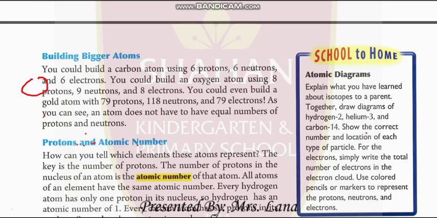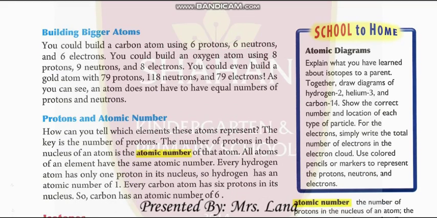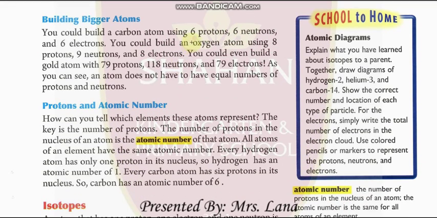This is simple. Now, if we are coming to building bigger atoms, you could build a carbon atom using 6 protons, 6 neutrons, and 6 electrons. Because in the simple atom we built, it's about 2 protons, 2 neutrons, and 2 electrons. But if we are going to build bigger atoms, we must add more protons, more neutrons, more electrons.